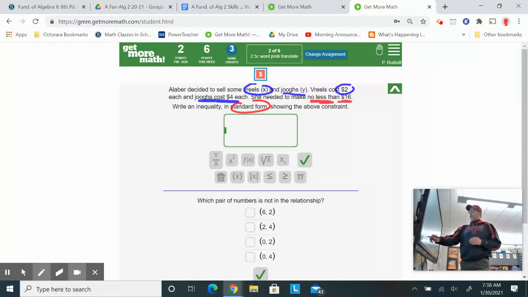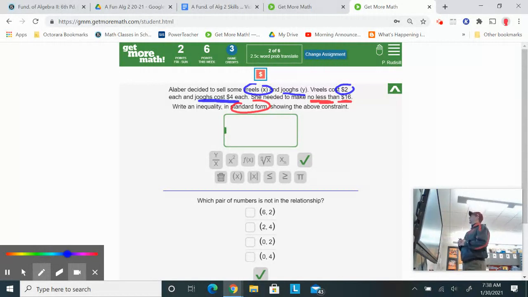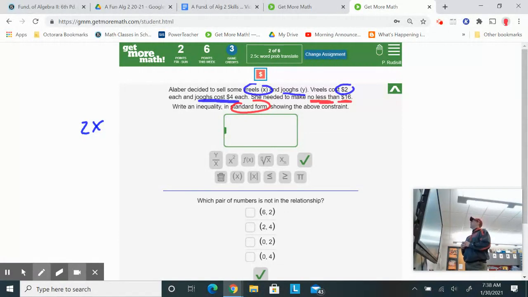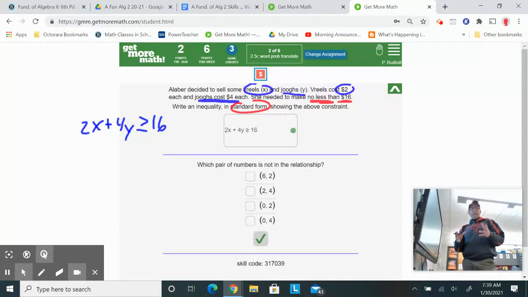So write an inequality, again in standard form, ax plus by, showing the above constraint. So I'm thinking to myself, x's, the vreels. Vreels cost $2 each, so that's 2x. The jugs are $4 each, so that's 4y. And we want to know how much she's making. So together, she doesn't want to make less. No less. She wants to make more or equal to $16. So I'll type that in. Okay, so I typed it in.